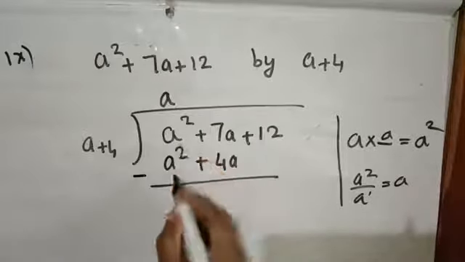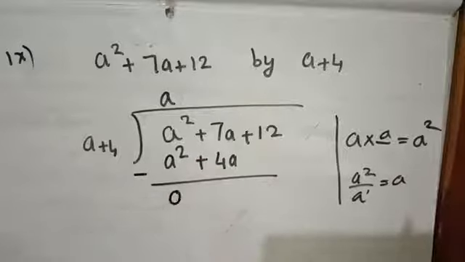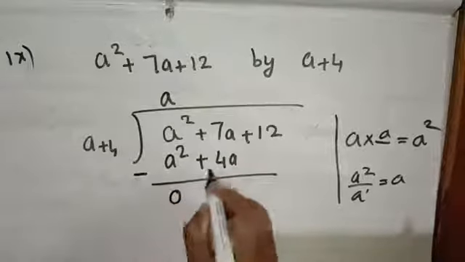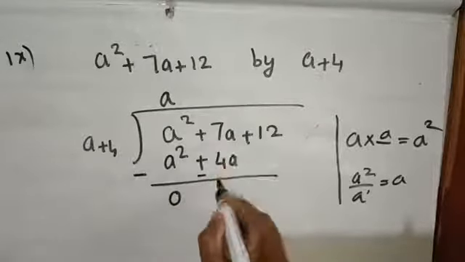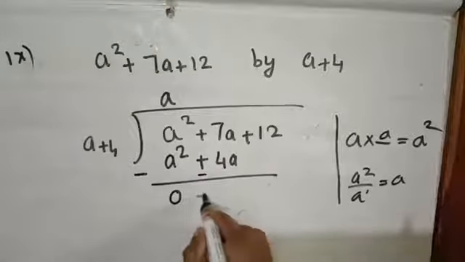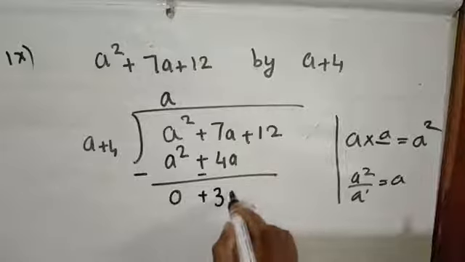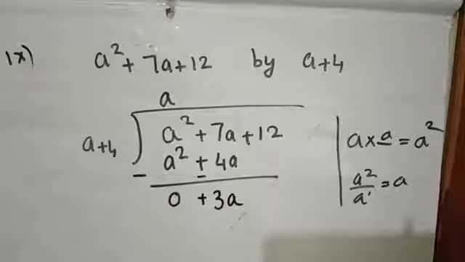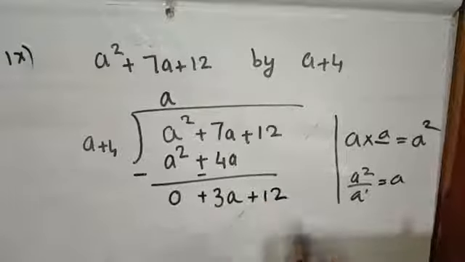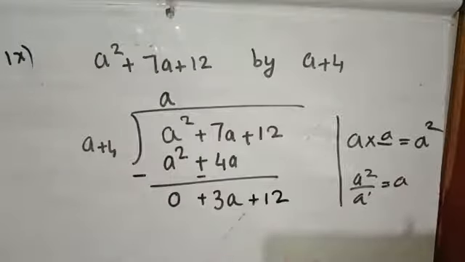Now a square minus a square is 0. Now 7a: here plus is there, but here minus, so 7a minus 4a. What is 7a minus 4a? Plus 3a. Then bring down this 12, that is plus 12. Now 3a plus 12.